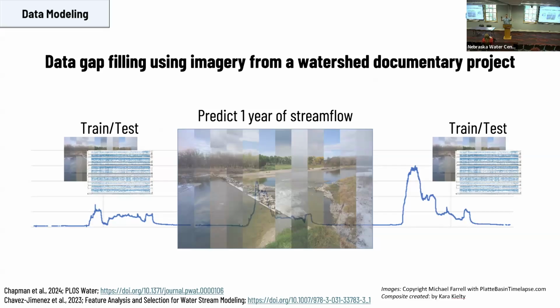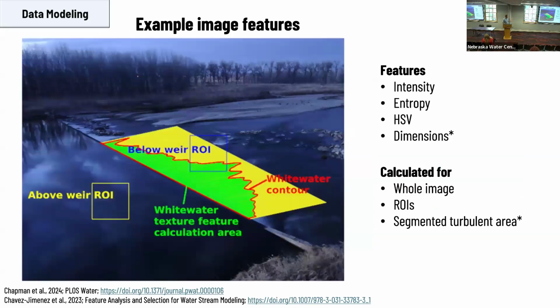before and after, a few months of data. And then we artificially removed a year's worth of the hydrograph to see whether we could recreate that hydrograph based just on images between them. So just some machine learning based on scalar image features.